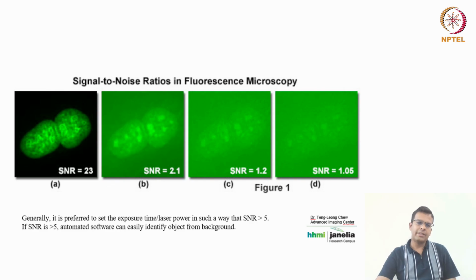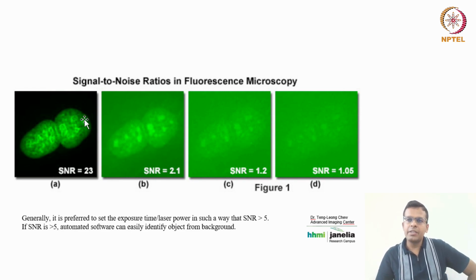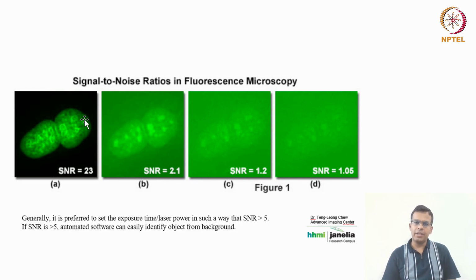But if you keep the SNR greater than 5, then the software based automatic detection of the object, which is known as image segmentation, that we are going to cover in the image processing class, can work. The software can automatically detect different structures if the signal to noise is more than 5. So it is ideally recommended that you adjust your fluorescent light intensity as well as the exposure time in such a way that your signal to noise ratio remains at least 5 or slightly above 5.